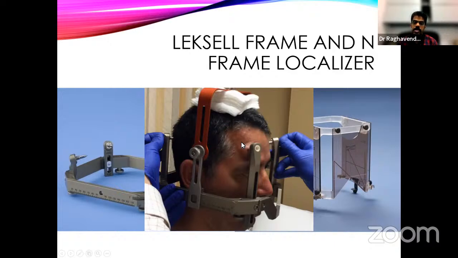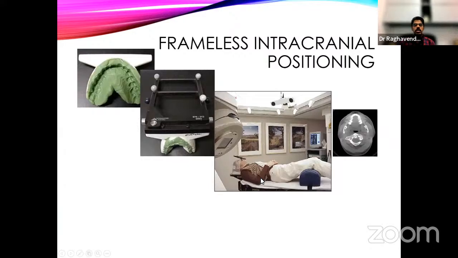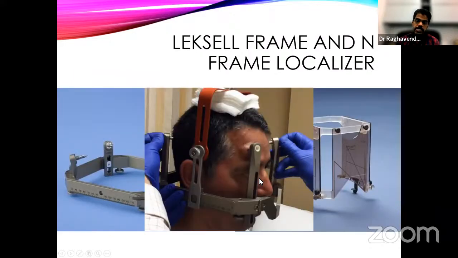You have nicely screwed the patient into that. It's very rigid now, and this is hooked on this during CT scan. But as I said, it's an invasive procedure. It involves neurosurgeons, and it's like a surgery. You do it in the early morning, you start fixing the frame, and you need to treat the patient on the same day.